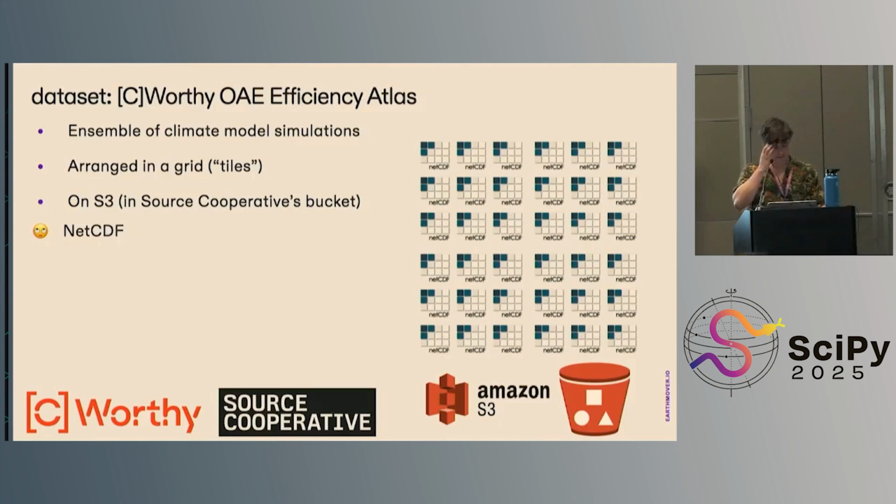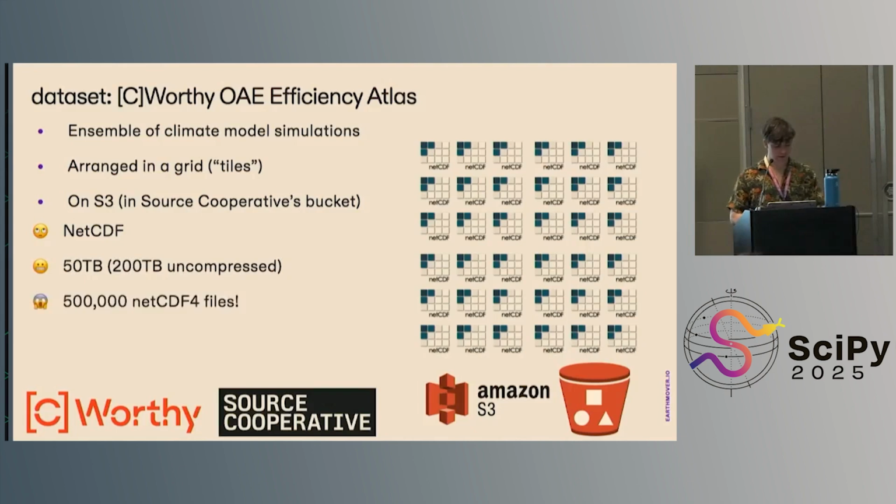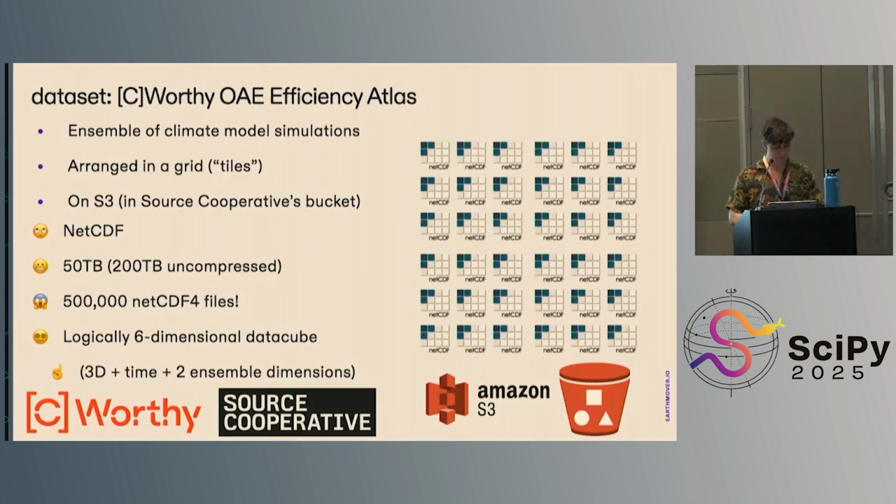But the problem is that netCDF is not a cloud-optimized format. And the data was fairly large, but there were a lot of individual files. And the grid was actually multi-dimensional, and the data itself was multi-dimensional. So the whole thing was logically this 6-dimensional entity, because the original files are 3D, time, and then there were 2 ensemble dimensions in the grid.